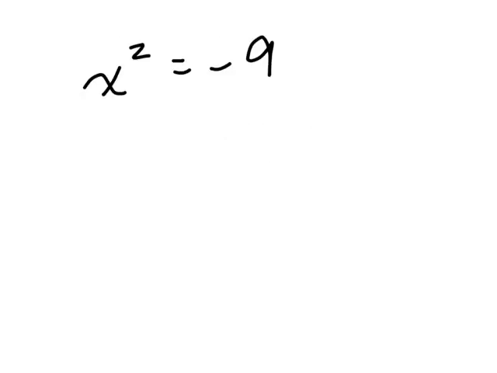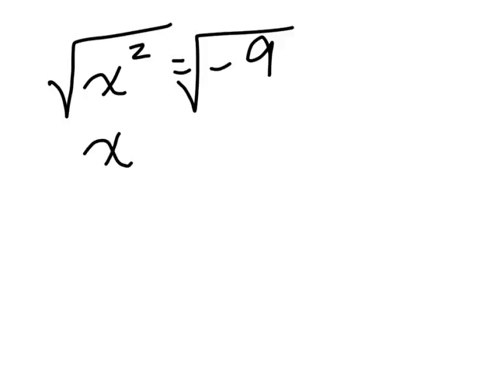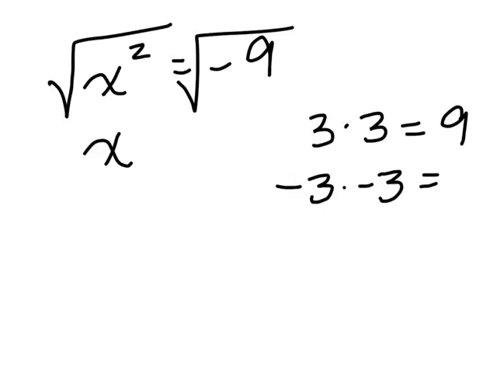What if I have x squared equals negative 9? So we go through our steps. To undo the square, we have to take the square root. And the square root of x squared on the left is x. And the square root of negative 9, I'm looking for some number times itself that gives me a negative 9. Well, the only number times itself that will give me a 9 is 3. But 3 times 3 is a positive 9. And a negative 3 times a negative 3 is also going to give me a positive 9.